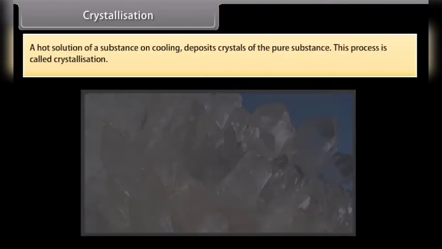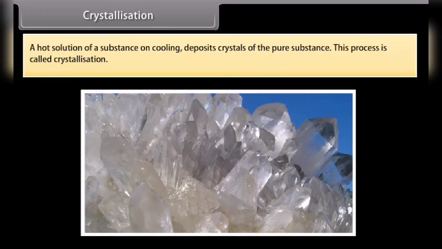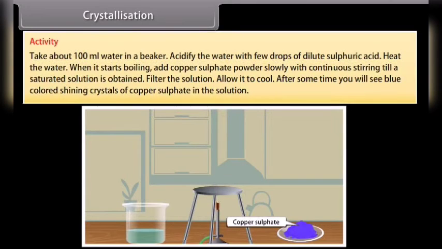Crystallization. A hot solution of a substance on cooling deposits crystals of the pure substance. This process is called crystallization. Activity. Take about 100 milliliter water in a beaker. Acidify the water with few drops of dilute sulfuric acid.